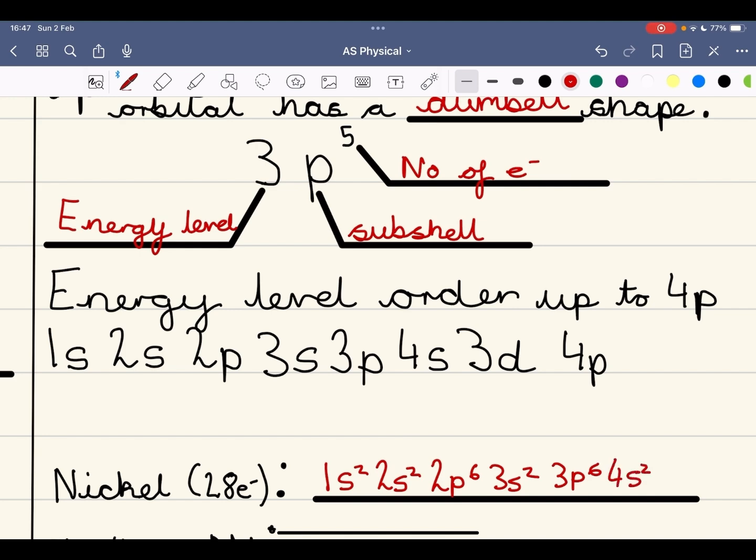and then next we have the 3d. So we have 8 electrons left, so I just fill it up to 3d8. Even though d can fill up to 10 electrons, we only have 8 electrons left, so I'm just going to fill it up to 8.